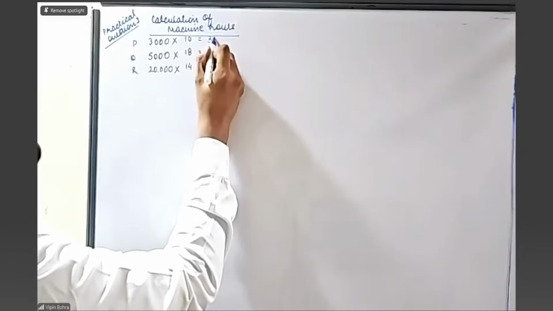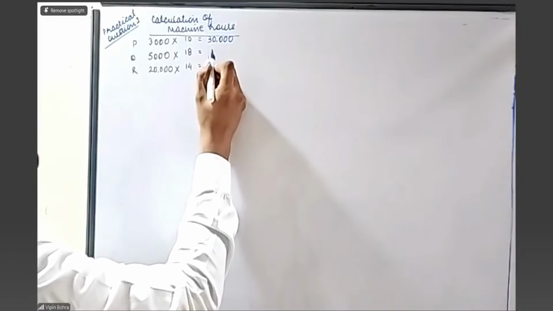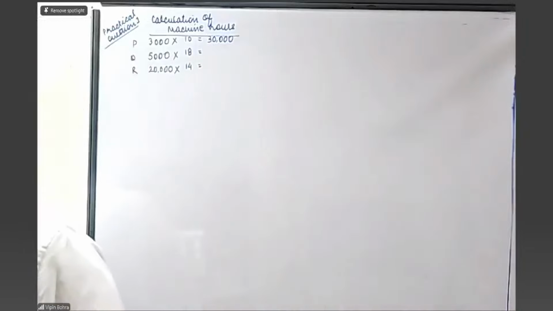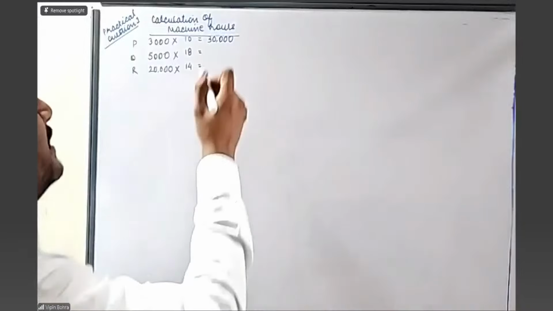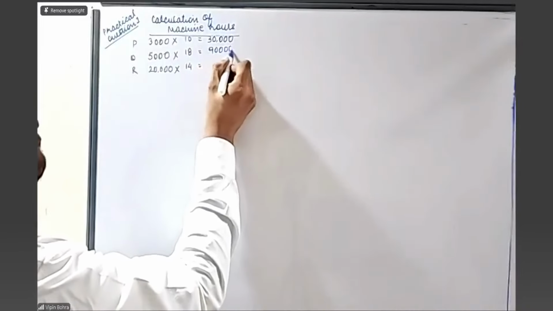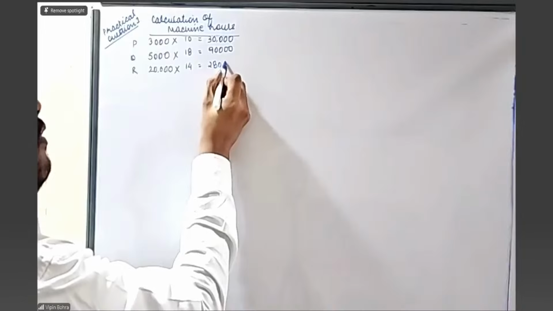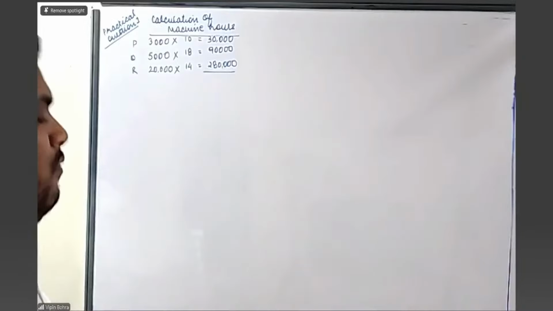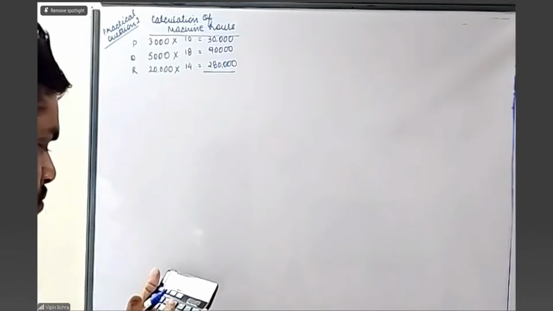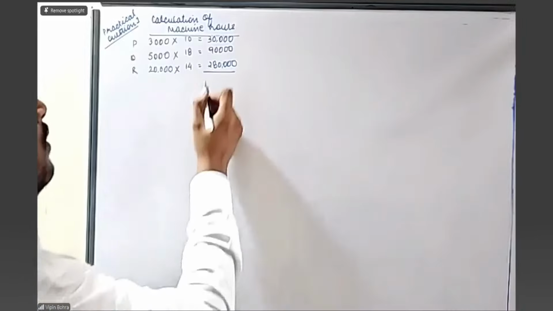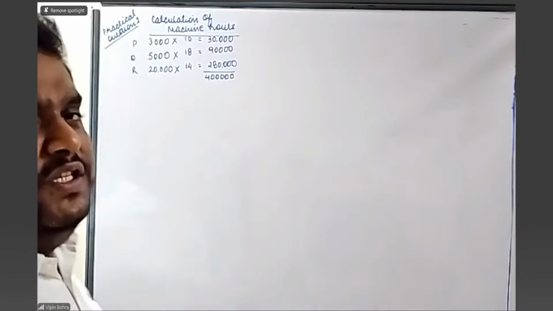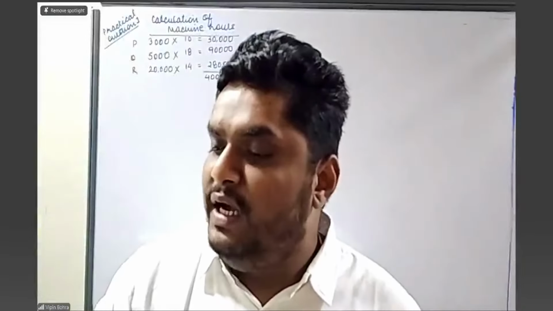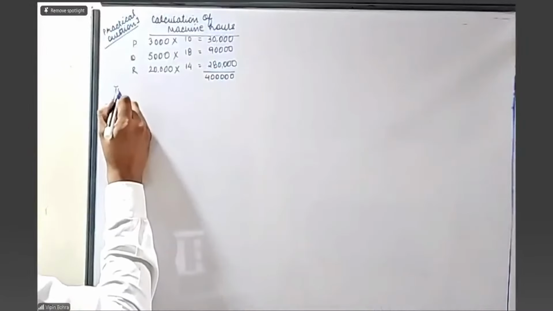So this will be 30,000. This will be 90,000. Total number of machine hours are 4 lakh, and absorption rate is given, that is rupees 6 per hour. So my total overheads will be how much?